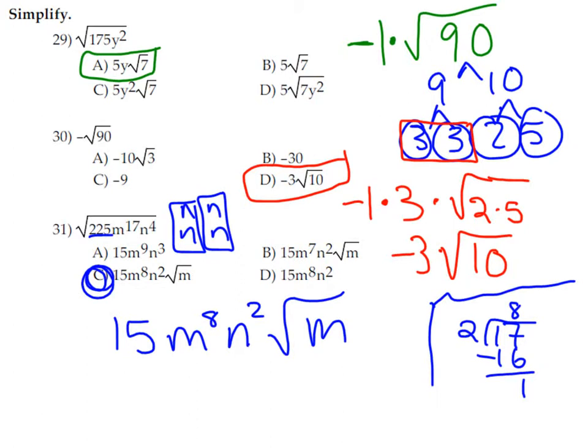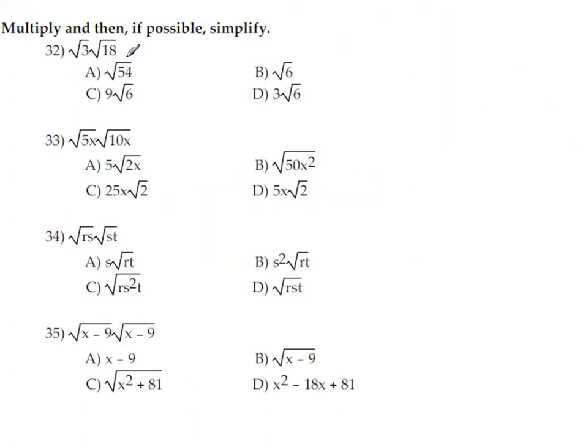Alright. Moving right along, we'll head into multiply and then, if possible, simplify. So we have the square root of 3 times the square root of 18. There's several ways you can tackle this. You can simplify in advance, or you can multiply then simplify. The direction said multiply then simplify. I think we'll go ahead and follow their way.